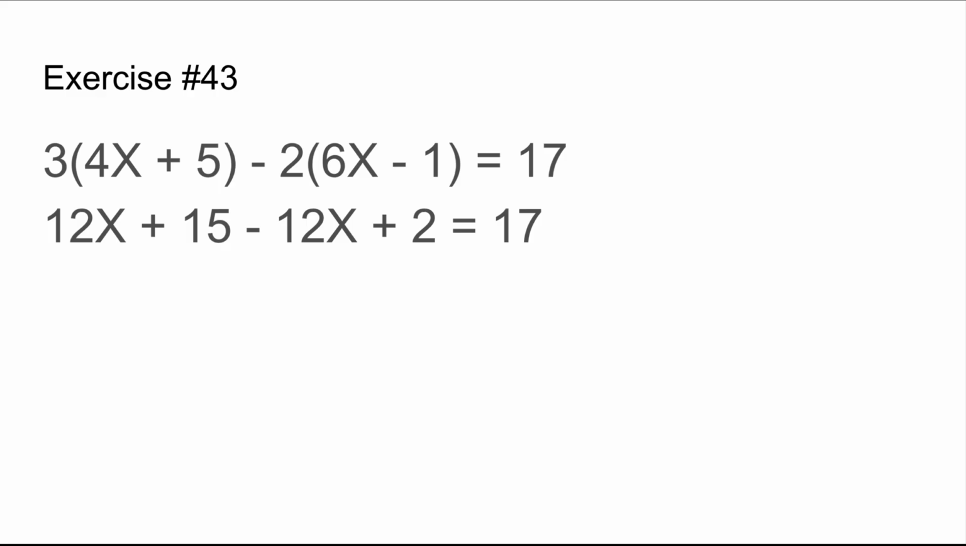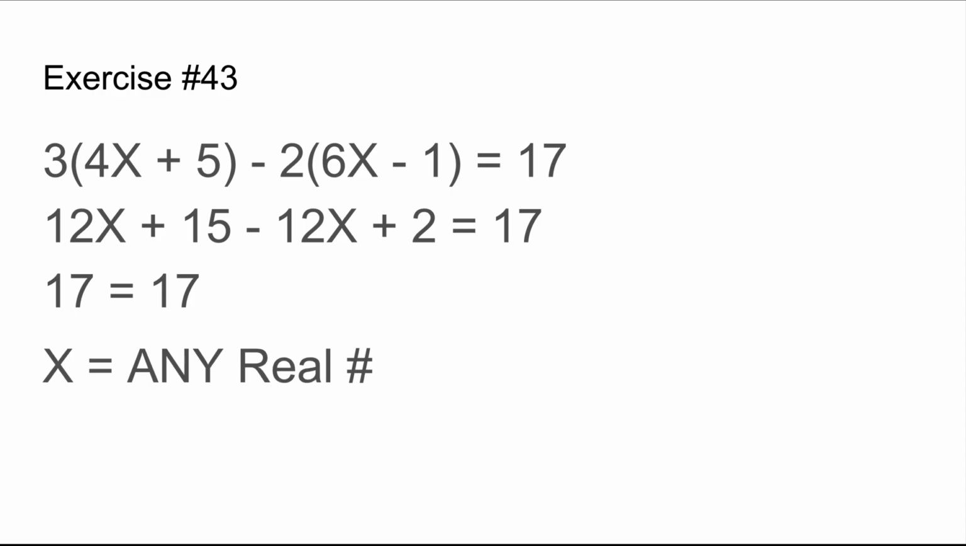Combine your like terms. Oh my goodness. Look what we have. We have a 12x and a negative 12x. And when we add those, we're going to end up with 0 x's. Do we ever write 0x? No. That just means don't write anything. That means 0. So we have 15 plus 2, which is 17. 17 equals 17. If you ever see something that says 17 equals 17 or 8 equals 8 or whatever number equals exactly the same number, that means that x can be any real number, and this equation can be true.